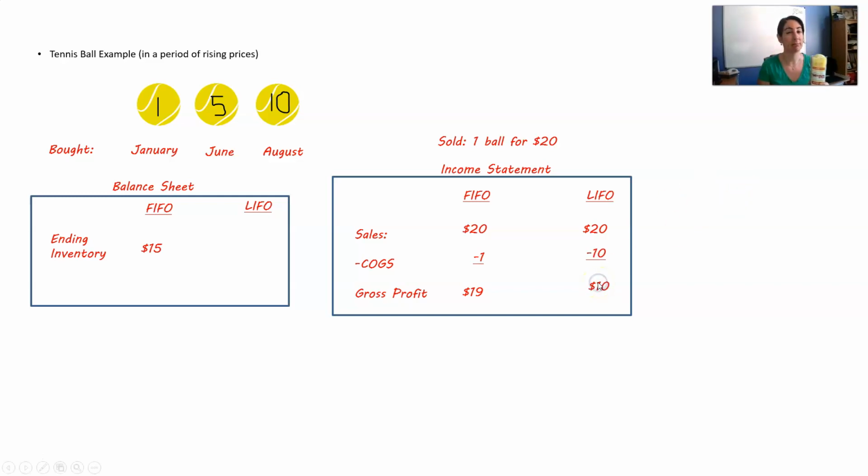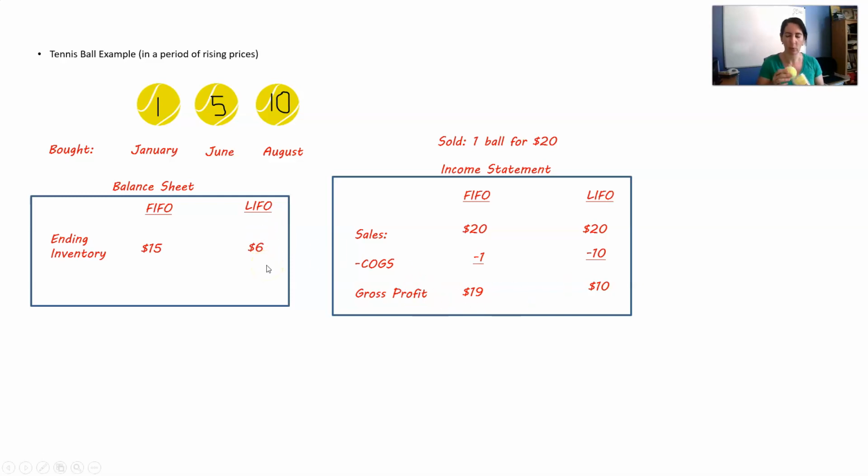Making my profit $10. Okay, vastly different, 19 to 10. And I'm really just selling any old tennis ball that I have in my bin. It's just a matter of which costs am I reporting on my balance sheet and income statement that I'm selling. All right, so what do I have left in my ending inventory after I sell the $10 tennis ball? I have the $5 and $1 tennis ball, so my ending inventory will show $6.